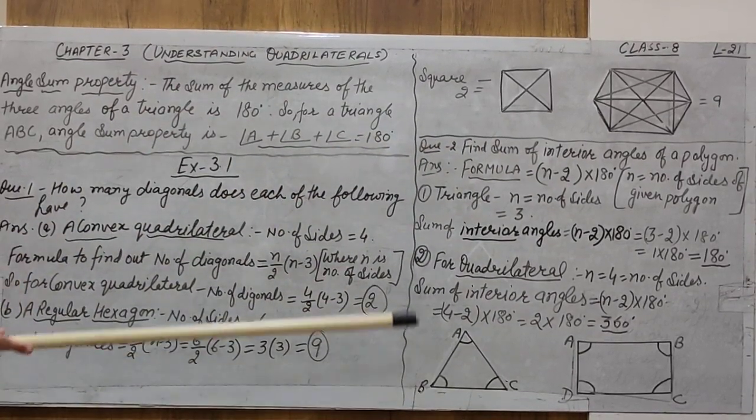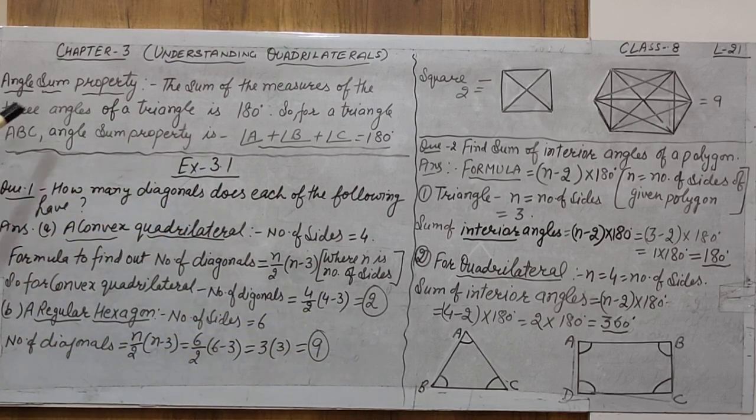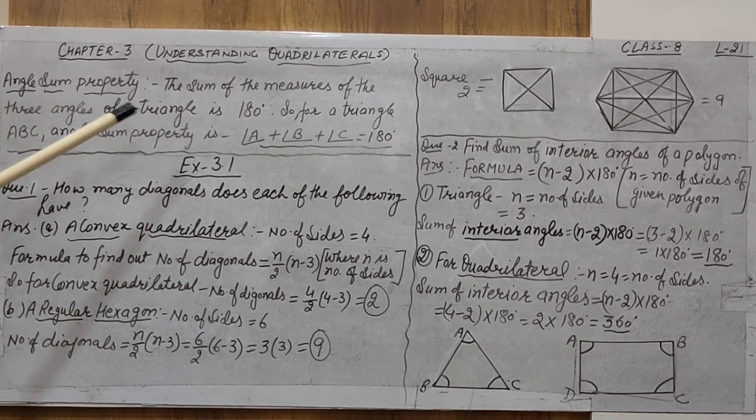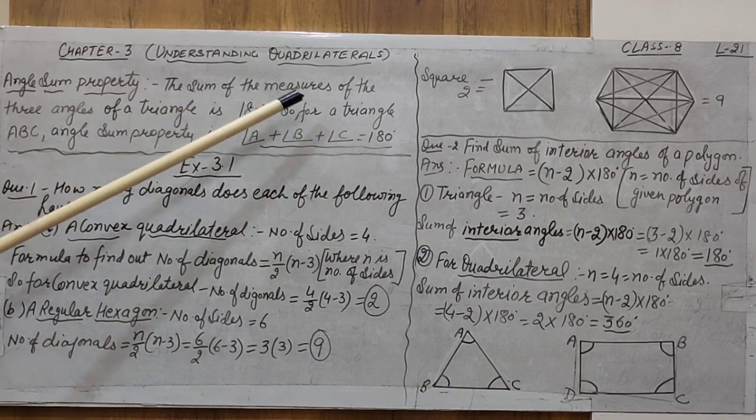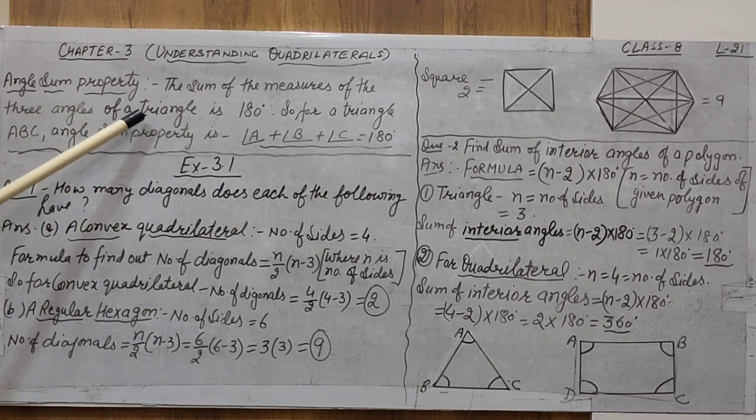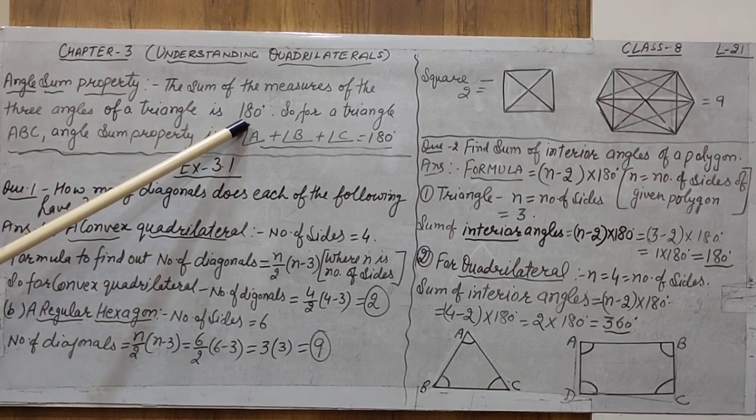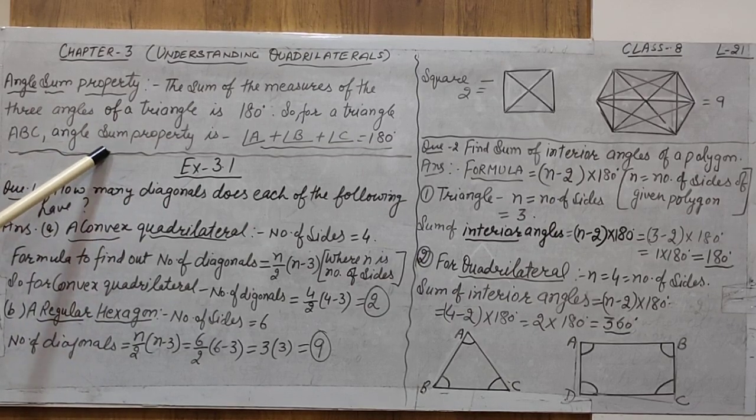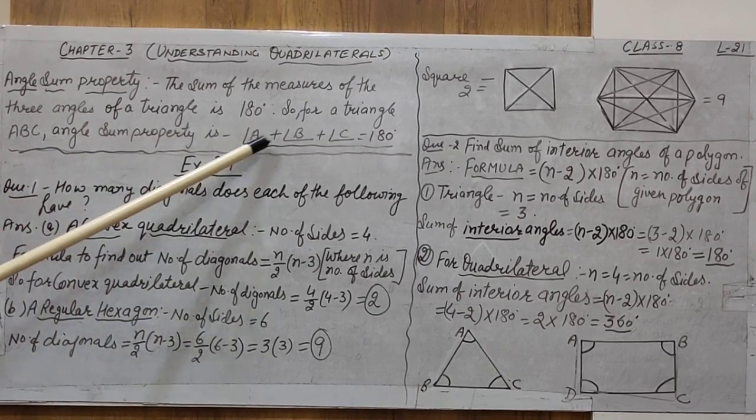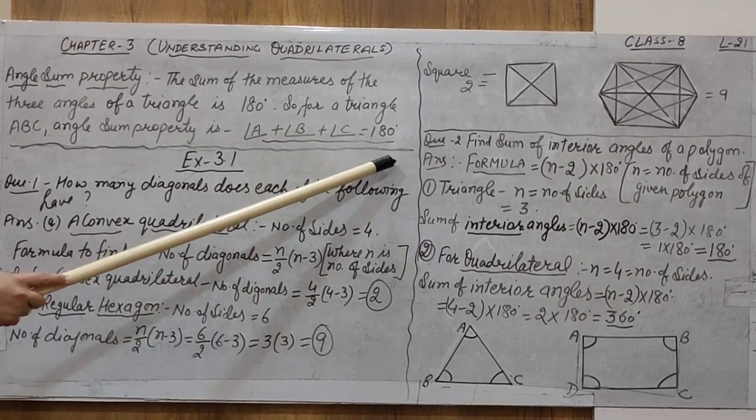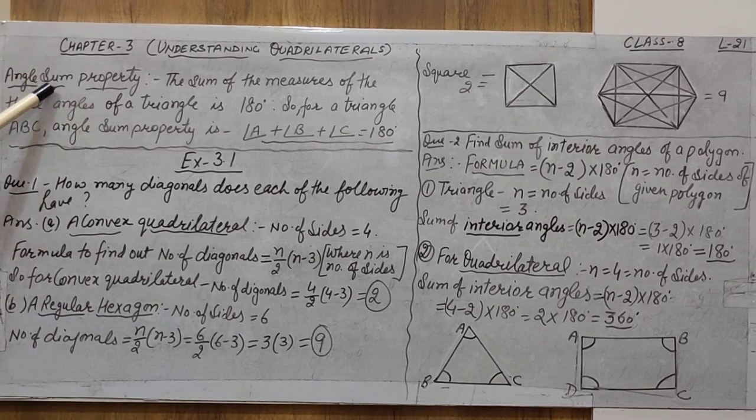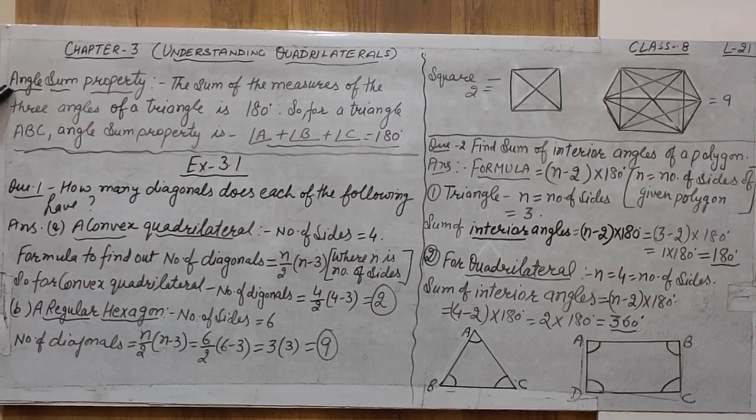Alright, we have already discussed a few definitions. Now let us start a few more properties related to polygons, of which the first property is the angle sum property. The angle sum property says the sum of the measures of the 3 angles of a triangle is 180 degrees. So for triangle ABC, the angle sum property is angle A plus angle B plus angle C is equal to 180. Actually, the angle sum property is when we add all the interior angles of a figure.